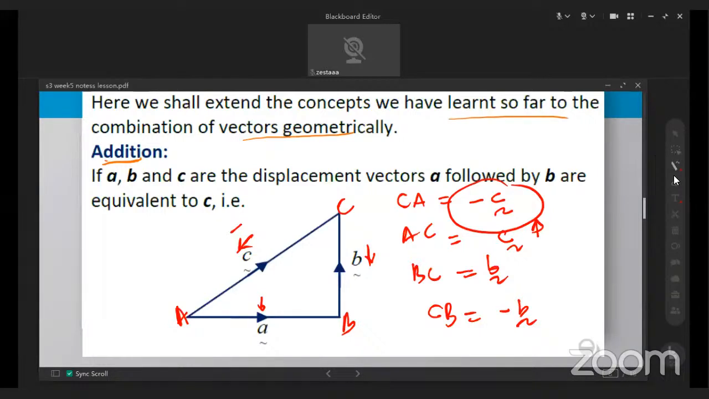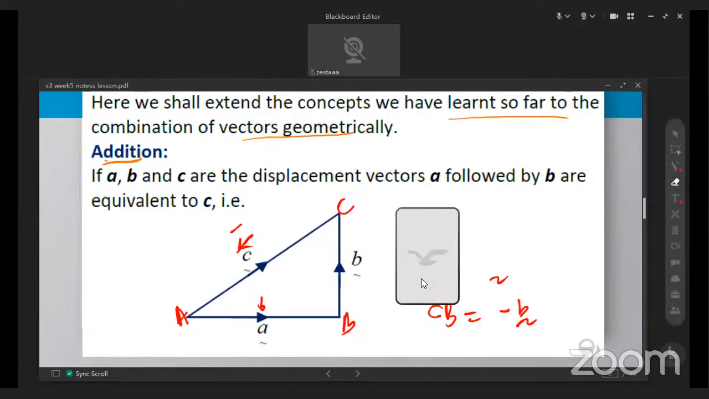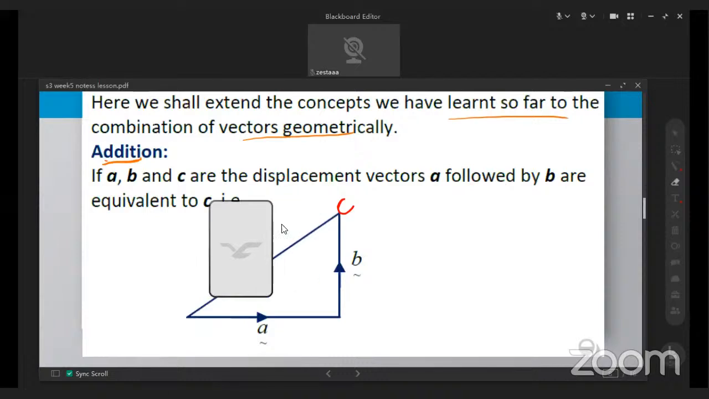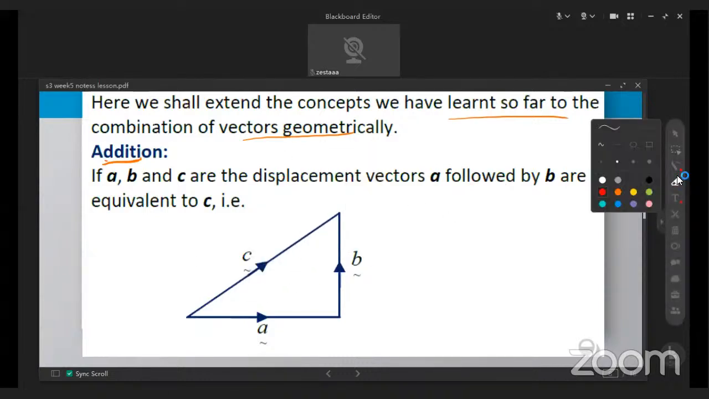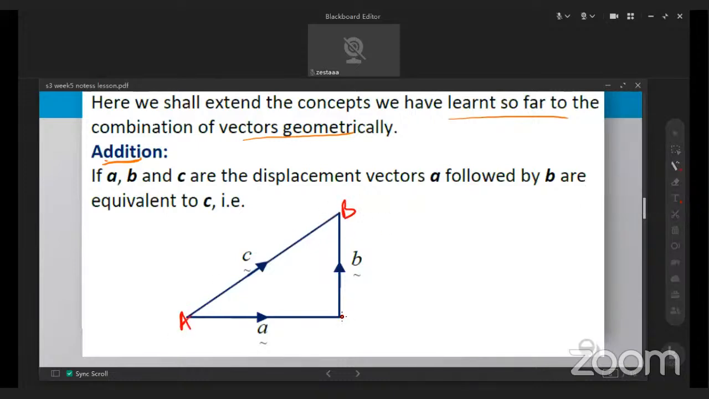Good. Very good question. If the arrows are not there, what should you do? You follow the letters. If I say AB, it means this is positive. But if you go and say BA, automatically this one will be negative, even if the arrows are not there. So we can follow these ones here.